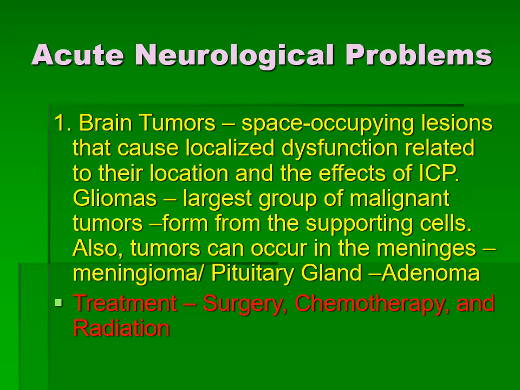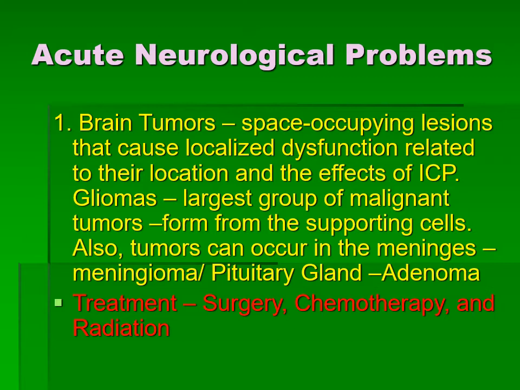Gliomas are the largest group of malignant tumors, and they arise from the supporting cells. And the one that's usually the problematic cell are your astrocytes. Remember, your astrocytes support your neurons and keep the capillaries in close proximity to the neurons. They are the most numerous. They do divide and replicate, so they're the ones that cause the problems most often.